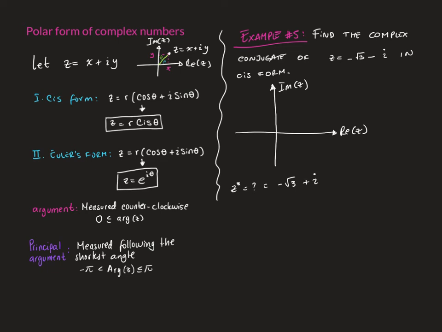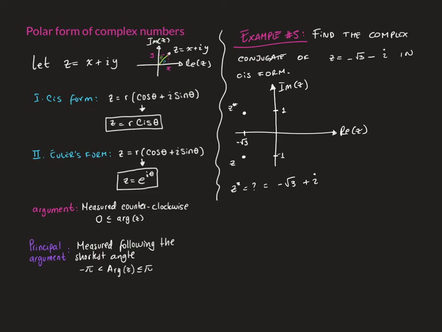So if we want to write this number in cis form, we need to figure out in which quadrant this number is located. So minus root 3, let's say it's over here. And then 1 is going to be here. So the number z conjugate is going to be located here. In contrast, just to put it as reference, the original number z should be around here. It is a reflection around the horizontal axis.